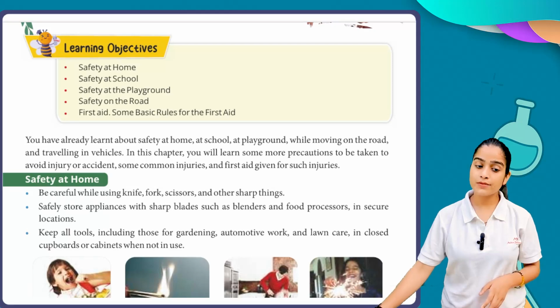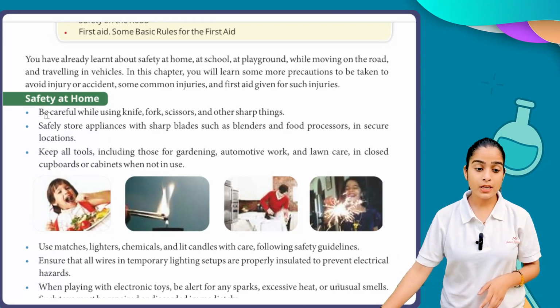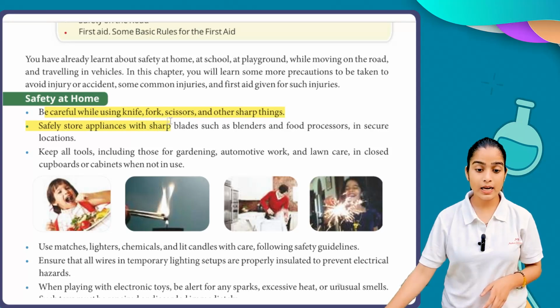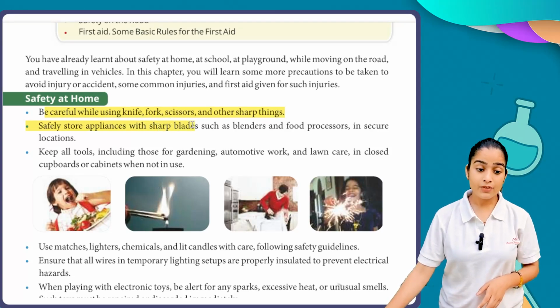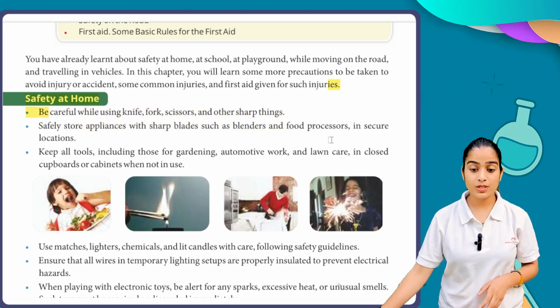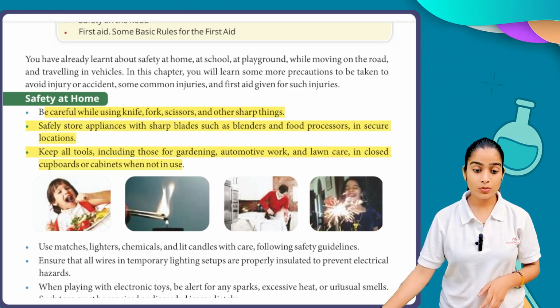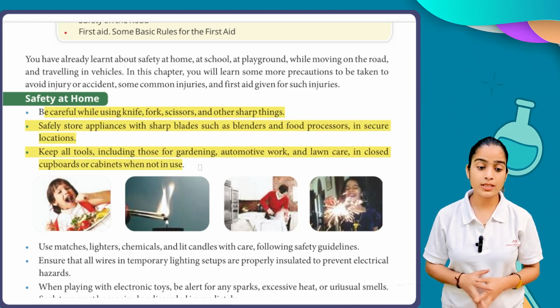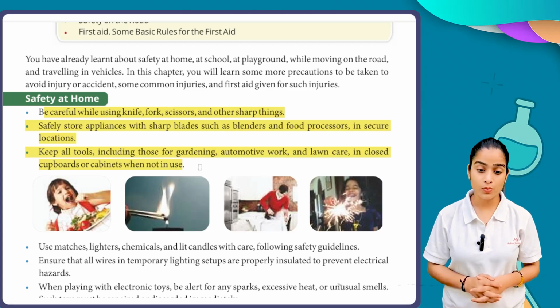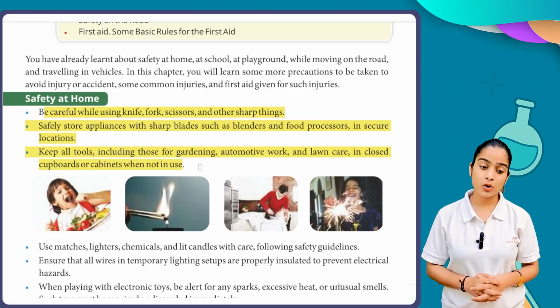So what are the safety rules we have at home? Be careful while using knives, forks, scissors and other sharp things. Safely store appliances with sharp blades, such as blenders and food processors, in secure locations. Keep all tools, including those for gardening, automotive work and lawn care, in closed cupboards or cabinets when not in use.